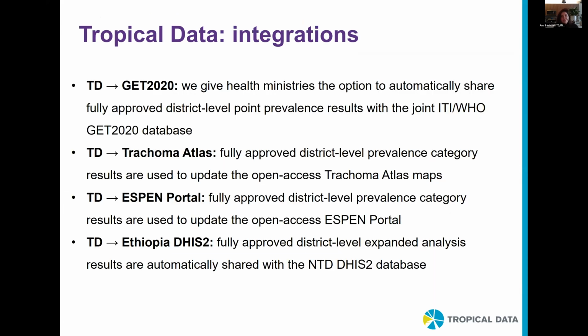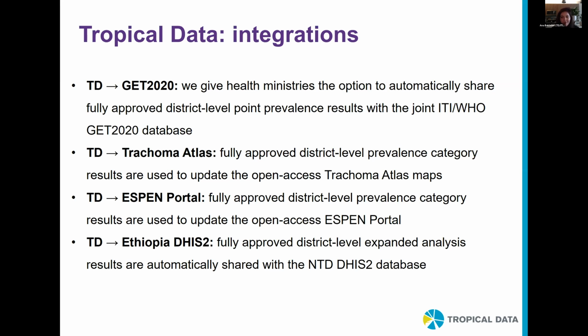So to support health ministries with sharing and using these data, we've worked to integrate Tropical Data with a few other systems, some of which Jorge's already mentioned. So first, we give health ministries the option to automatically share a subset of the fully approved district level point prevalence results with the joint ITI WHO GET 2020 database. As I'll discuss in more detail shortly, the data housed in this database are used to pre-populate both the Zithromax applications and the Trachoma Elimination Monitoring Form, or TEMF, that are sent out to health ministries each year. This integration with GET 2020 results in very high survey reporting rates on the TEMF and enables rapid programmatic decision-making as surveys are completed in the field.